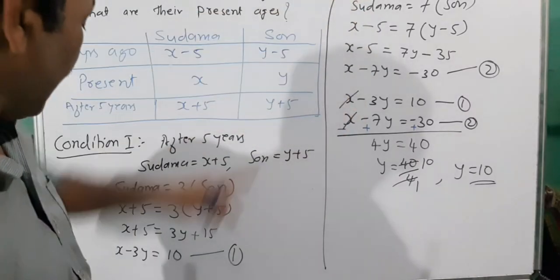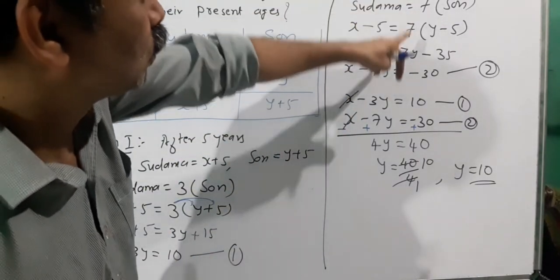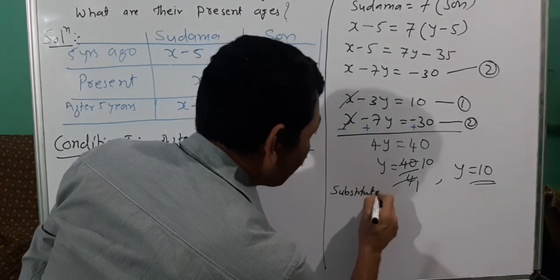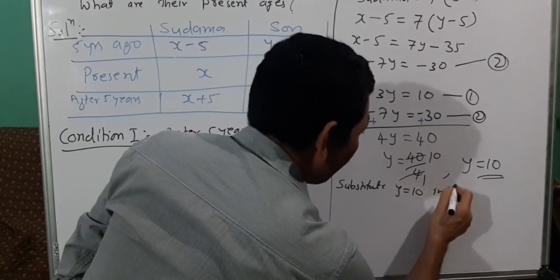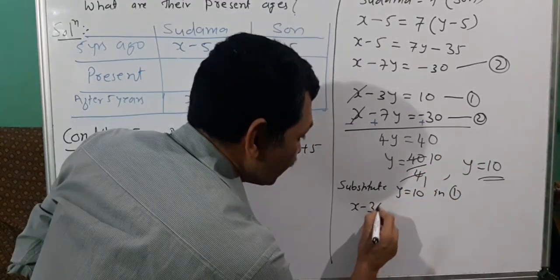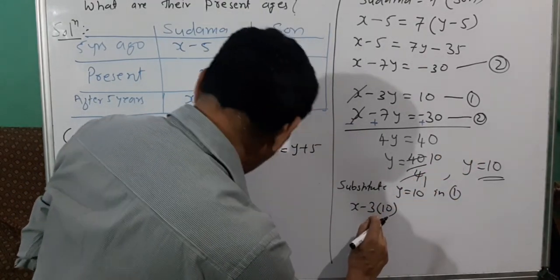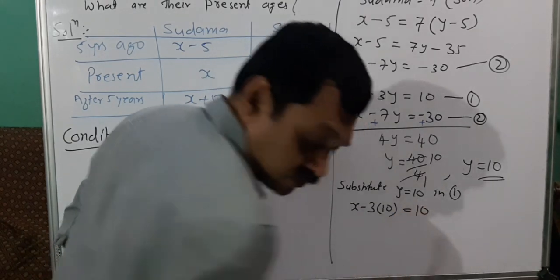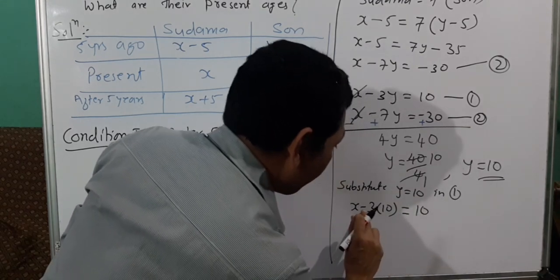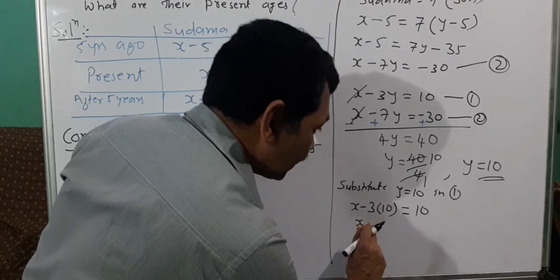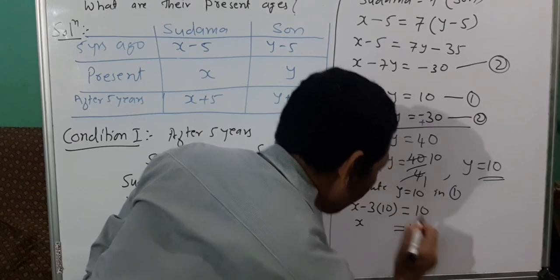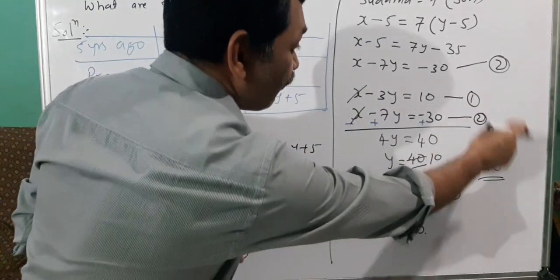Now to get the value of x, we have to substitute y is equal to 10 in either 1 or 2. So I will substitute in 1. Substitute y is equal to 10 in 1. So x minus 3y is equal to 10, in place of y we are substituting 10. So x minus 3 into 10 is 30. Minus 30 when I take to the other side it becomes plus 30. 10 plus 30 will be 40. So x is equal to 40. And therefore x is 40 and y is 10.